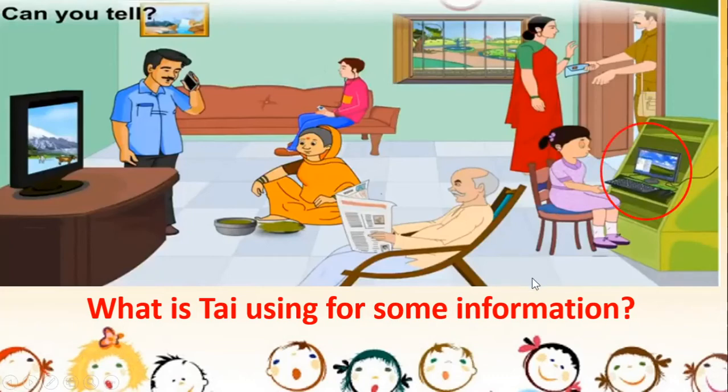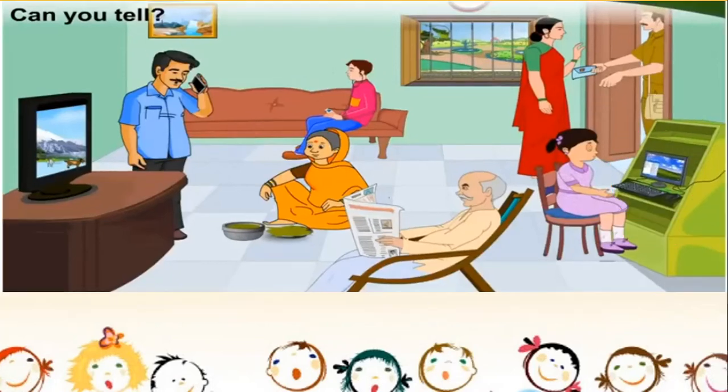She's making use of the computer. Alright, our Tai is using the computer. What is she getting from the computer? From the computer also she's getting a lot of information. Then let us see how communication is taking place.